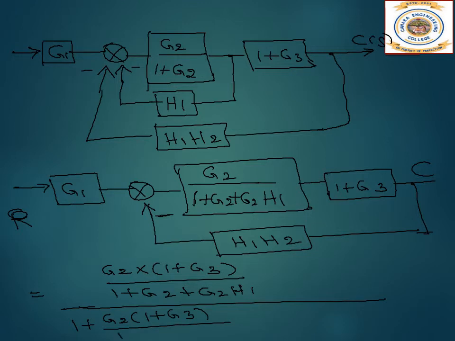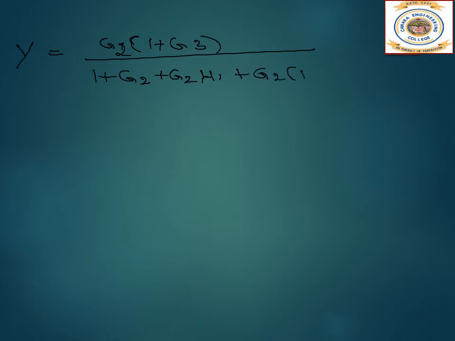So G of s is 1 plus G2 plus G2 H1. What is H of s? H1 H. Alright, so we further simplify this. I will consider it as Y. G1 comes later, so G2 into 1 plus G3, whole divided by 1 plus G2 plus G2 H1. You take the common denominator, so you will get this answer, G2 into 1 plus G3 H1 H2.